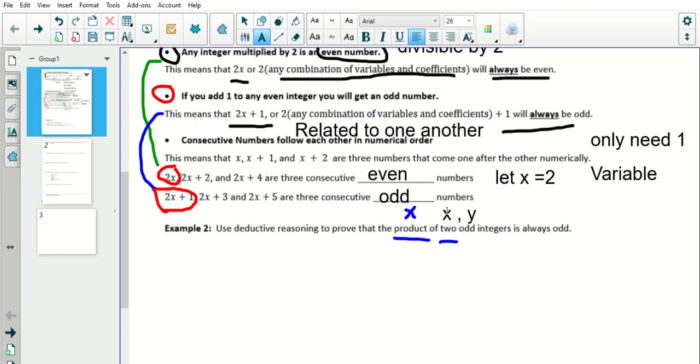Okay. Now, what do I know about those variables? They are going to be odd integers, which means that they're going to have to follow this rule right here. They're going to have to be 2x plus 1. Okay, so they have to follow 2x plus 1.